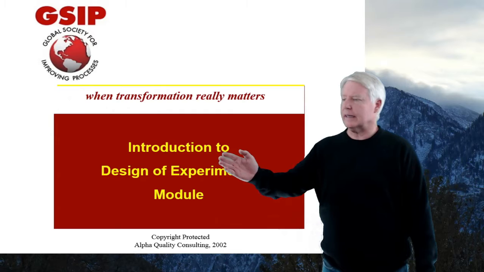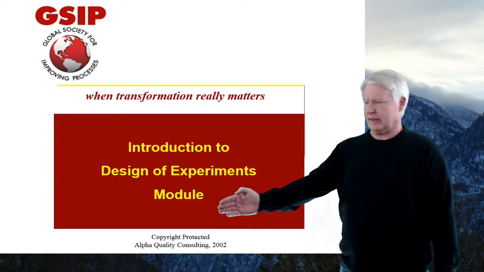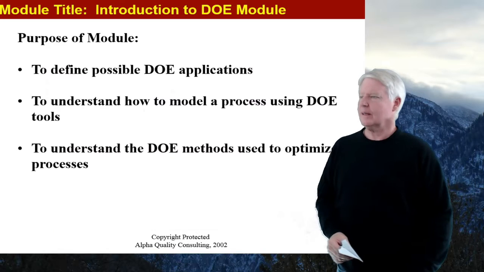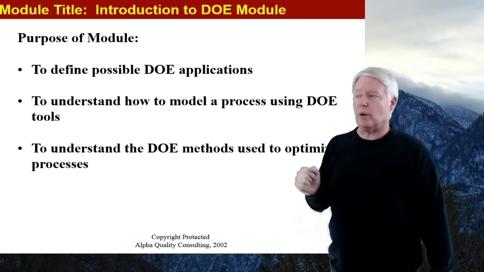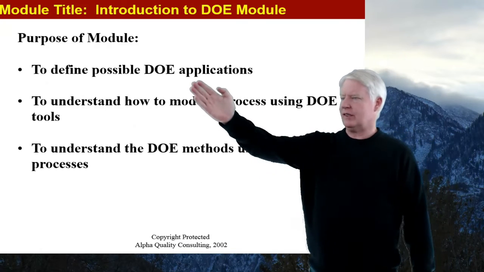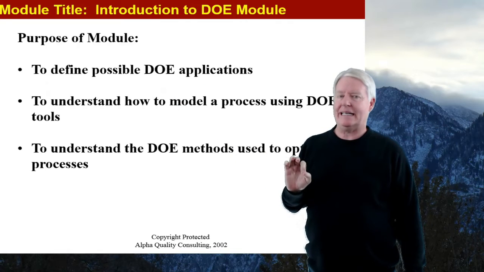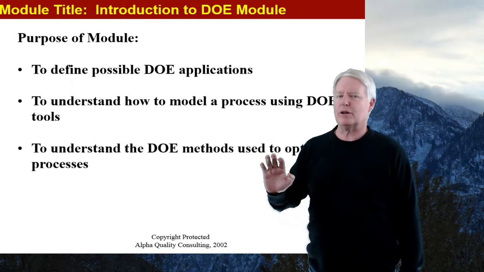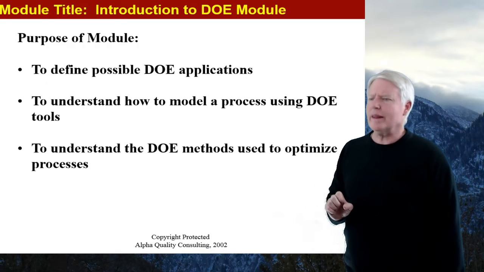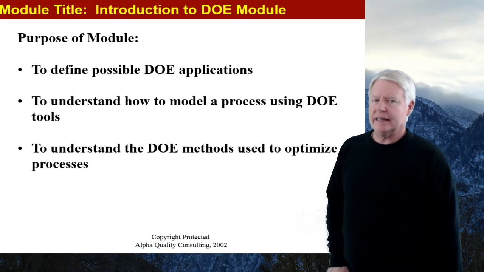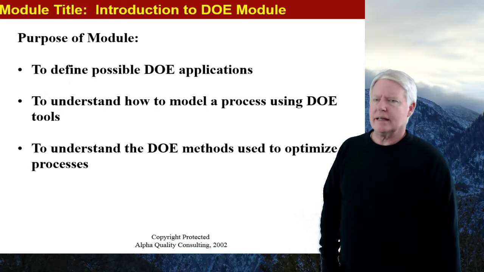Today's module is entitled Introduction to Design of Experiments. The purpose of this module is to define possible DOE applications. Now, when I say DOE, that's an acronym for Design of Experiments, and people refer to it as DOE. So we're going to teach you how to design experiments. And it's one of the more powerful tools, really, in the Six Sigma or Quality Engineer's toolbox. Very, very powerful. And most people consider it to be the calculus, if you will, of Six Sigma or of quality engineering.